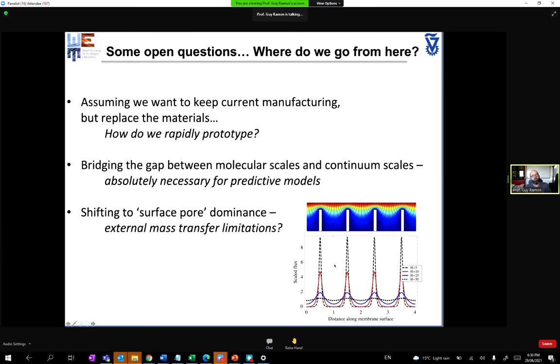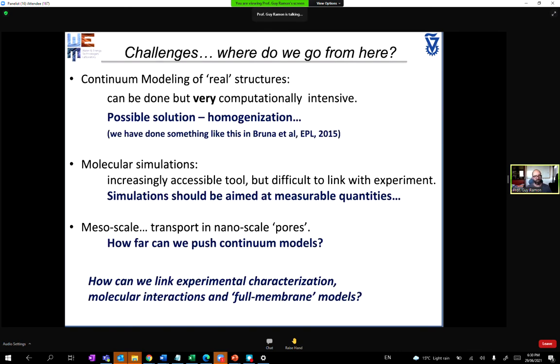Okay, and so I promised to say something about where do we go from here, right? So, I'll just skip over to this one. So, how do we model real structures, right? I showed you this example where you take a real structure, you reconstruct it digitally, and you solve equations, and that can certainly be done.